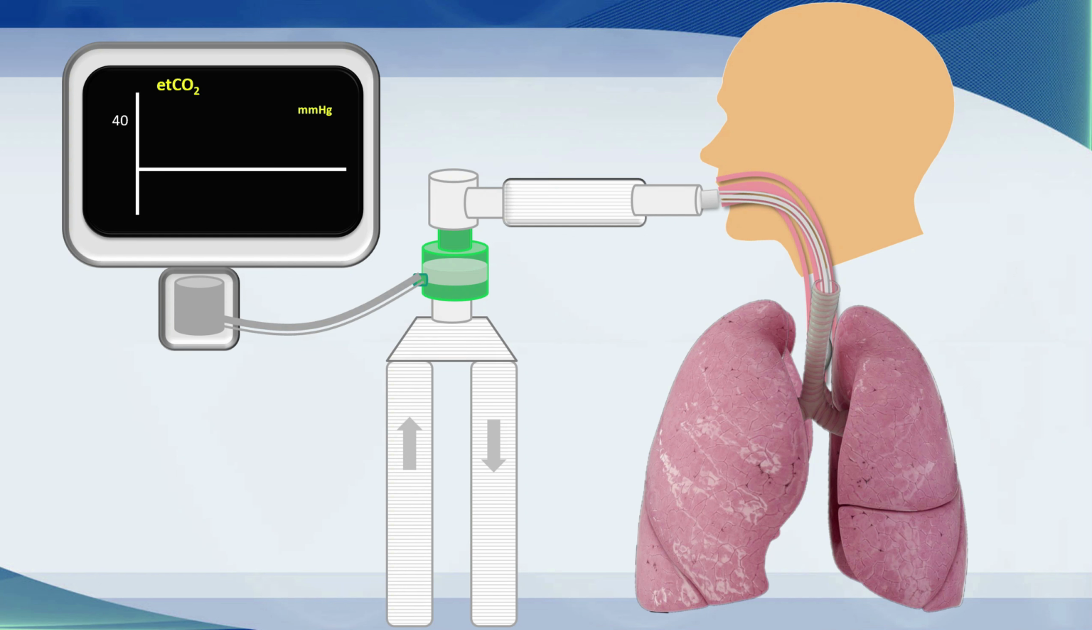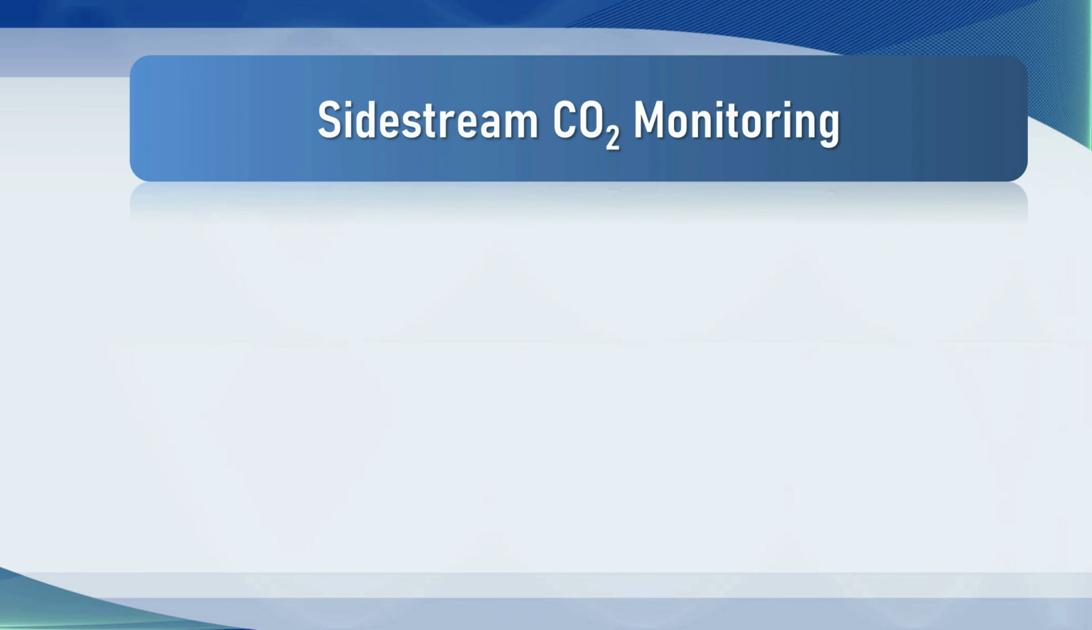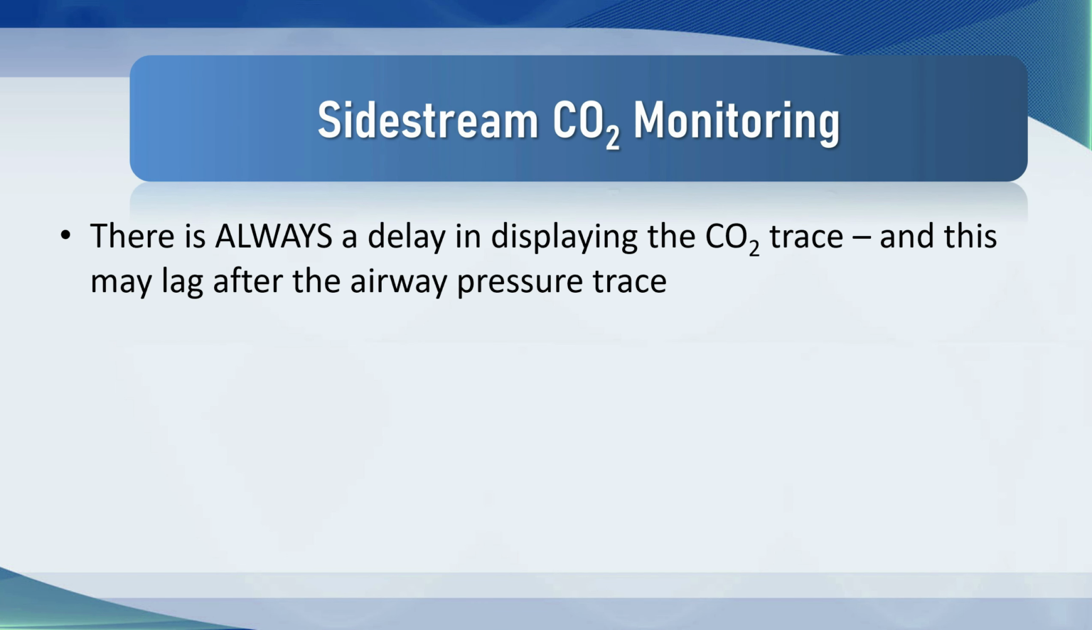When the patient exhales, gas flows out of the endotracheal tube or laryngeal mask into the heat and moisture exchanger, where part of the expiratory flow is sampled by clear plastic tubing and delivered to the monitor via the water trap. The monitor displays a graphic waveform of inspiratory and expiratory CO2 and a number indicating the end-tidal CO2. There is always a delay in displaying the CO2 trace, and this may lag after the airway pressure trace.